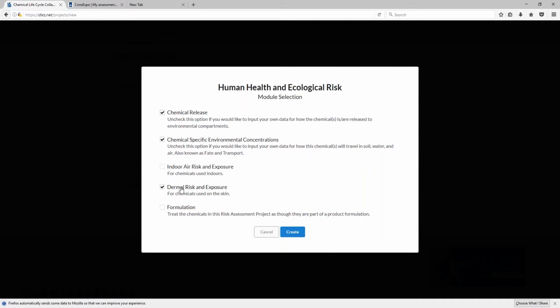So you can do chemical release, environmental concentrations, dermal risk. We won't do indoor because it's not very significant for these. We're not going to use this now, but we could enter the information as a formulation. One thing we thought would be very useful for people working with consumer products is that many times they're formulated, and you'd like to get an idea of the impact within the formulation. So you can input your chemicals as a formulation, and then it will do the calculations for all of them. That would require very good knowledge about the formulation. So we can go ahead and create the project.